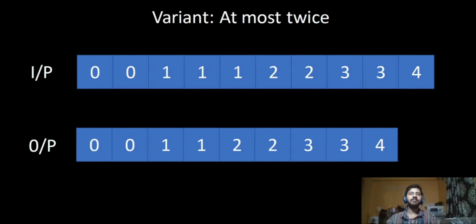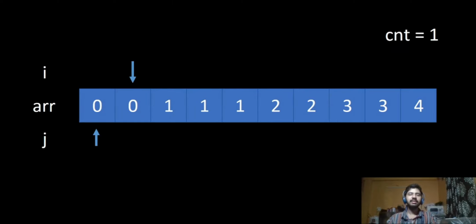This is a variant of the problem. So here, each element can have at most one duplicate, meaning that there can be 2 copies of each element. As you can see, the output array here contains at most 2 copies of each element. So the change you have to make to the previous approach is to maintain a count variable. This will basically maintain the occurrences of each element.